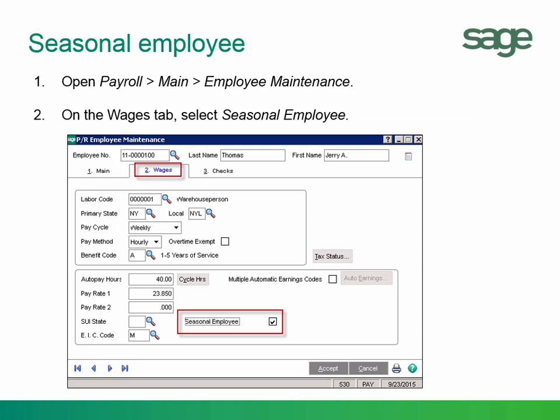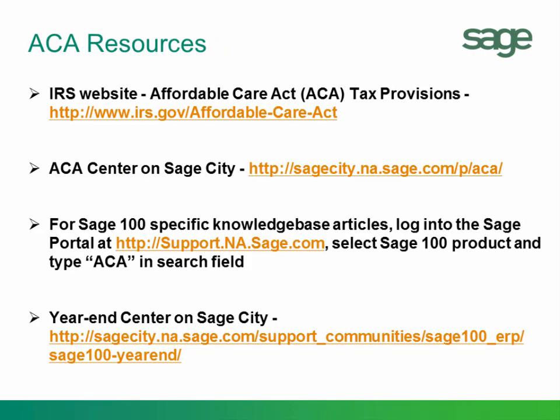For additional ACA resources, refer to the IRS website, the ACA Center on Sage City. For Sage 100 specific knowledge base articles, log on to the Sage portal as indicated, and also check the Year-End Center on Sage City.